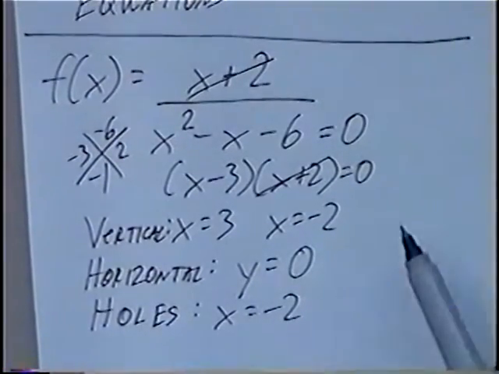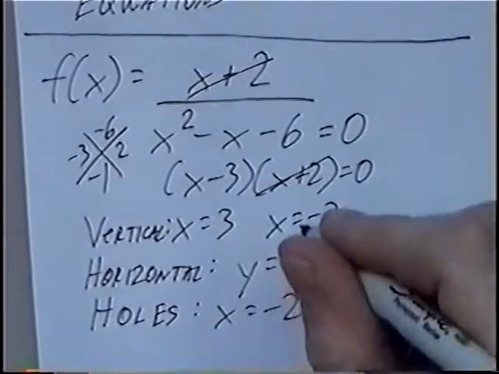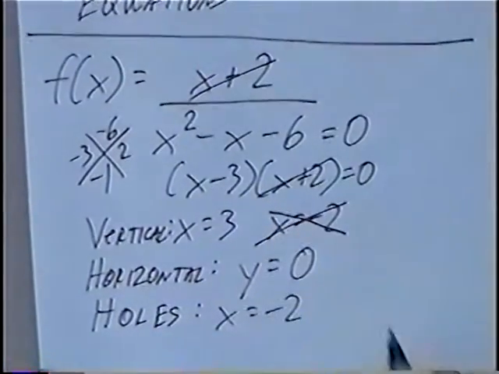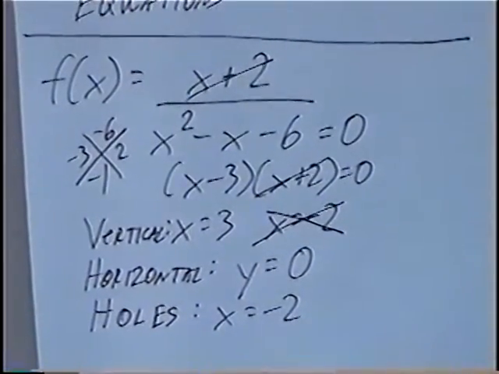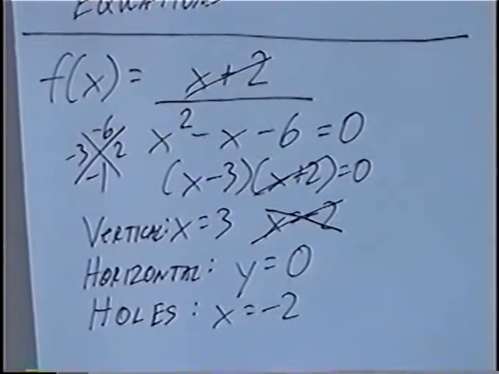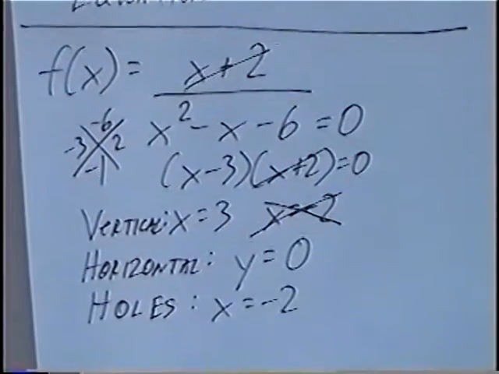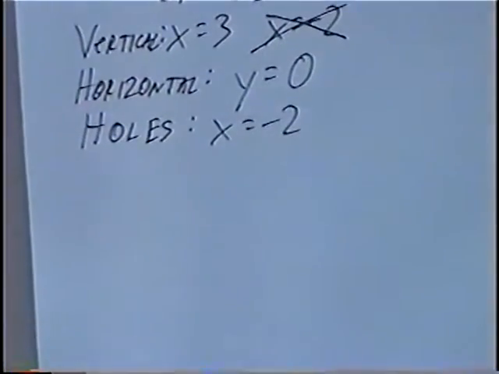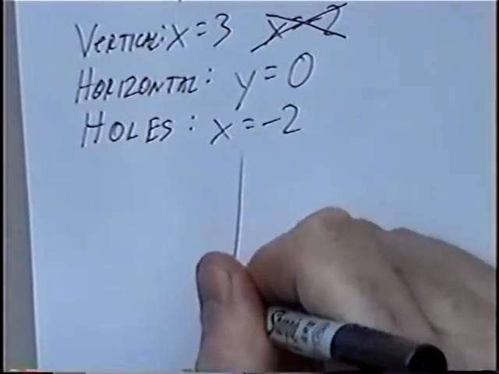Again, when you have a hole and a vertical asymptote with the same number, we can cross off the same number for the vertical asymptote. Since we're graphing, we only have to graph one, which would be a hole at x equals negative 2. From here we can draw the graph.